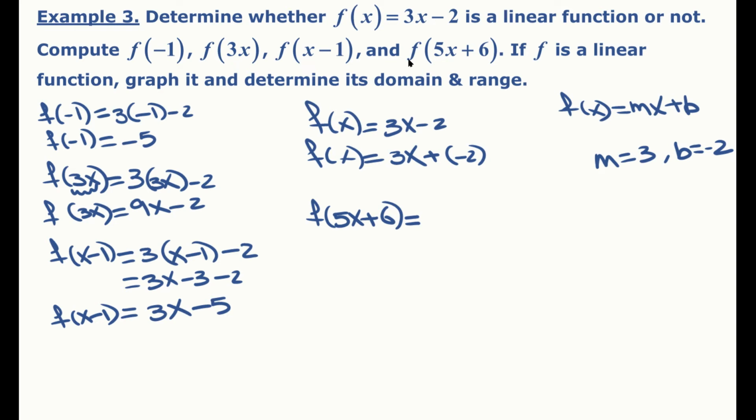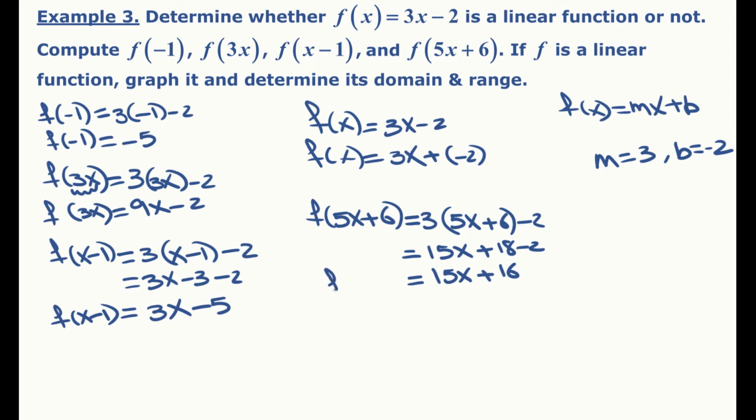So we're just doing a substitution. So we end up with 3 times 5x plus 6 instead of 3x, and then there's a minus 2, right? So we end up with 15x plus 18 minus 2. So that is 15x plus 16. Notice that that is f of 5x plus 6.